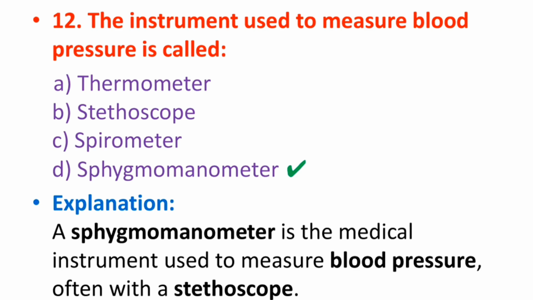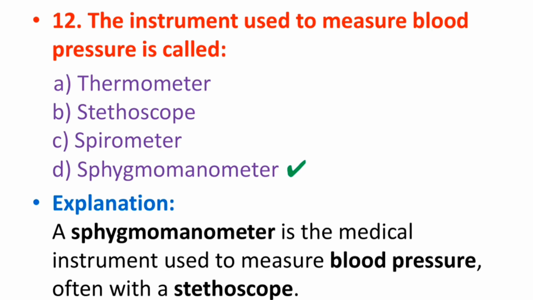The instrument used to measure blood pressure is called option A, thermometer, option B, stethoscope, option C, spirometer, option D, sphygmomanometer. The correct answer is option D. A sphygmomanometer is the medical instrument used to measure blood pressure, often with a stethoscope.